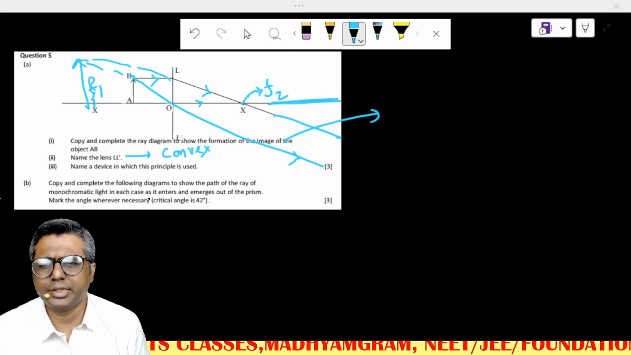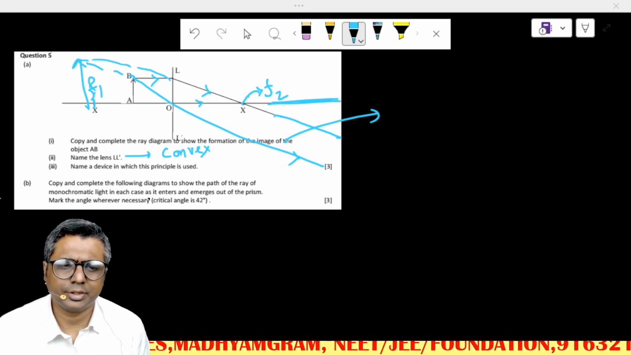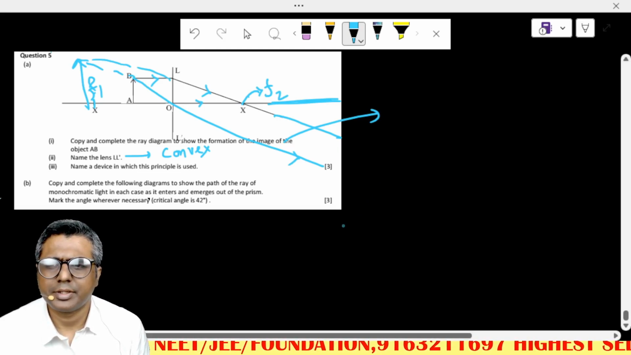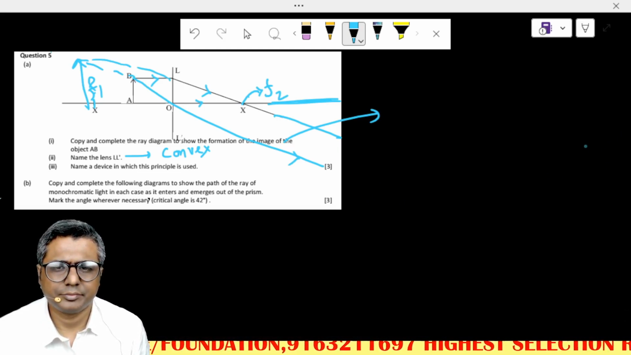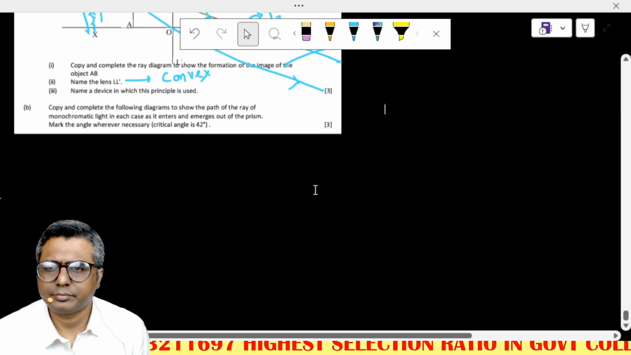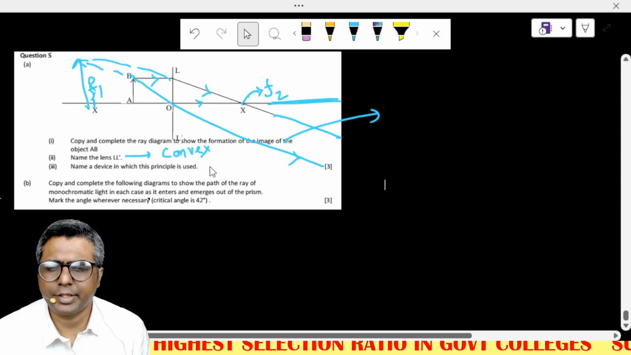And where it is used, in case of a reading lens. Okay, a magnifying glass, you can use this principle. Please write down, magnifying glass, reading lens.